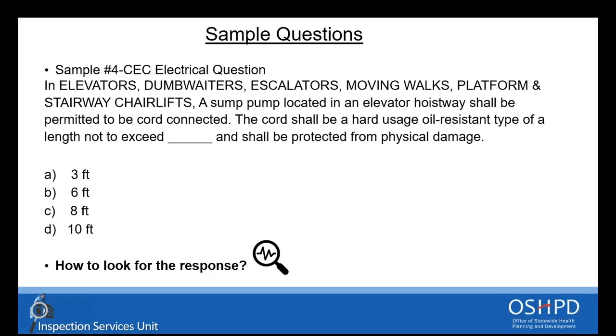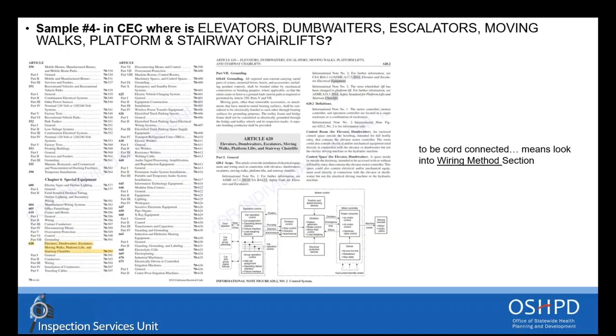The cord should be a hard usage oil resistant type of a length not to exceed which length, and should be protected from physical damage. So here we have the 4 options. And how do you arrive at the right answer? So in chapter 6 of the electrical code, special equipment, when it comes to the elevator, section 620 is highlighted in yellow. Now going to section 620, you need to look for the cord connection, where the cord connection should be. This is in the wiring methods.